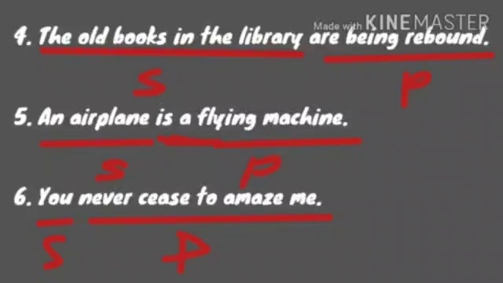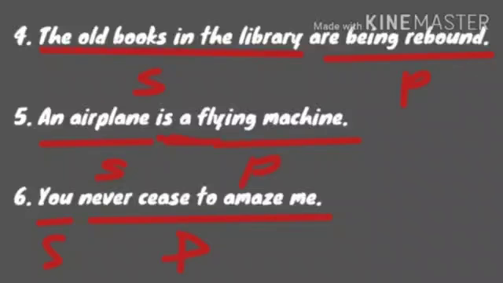Let's see sentence number 5. An airplane is a flying machine. Now what is the subject here? An airplane is the subject and the predicate is a flying machine. Clear? Okay, now let's see another sentence.